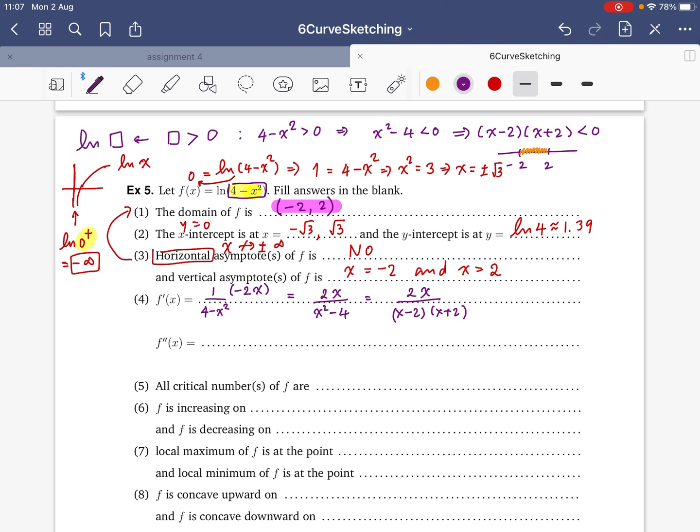However, because right now our domain under consideration is kept from -2 to 2, we are not going to take care of anything outside. Everything must be inside this open interval.